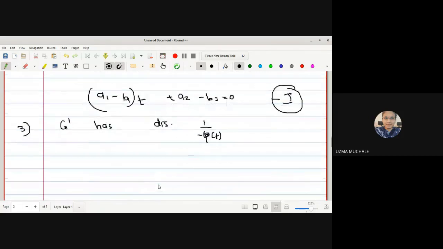Now what is p of t? P of t is nothing but the coefficient of y double dash.